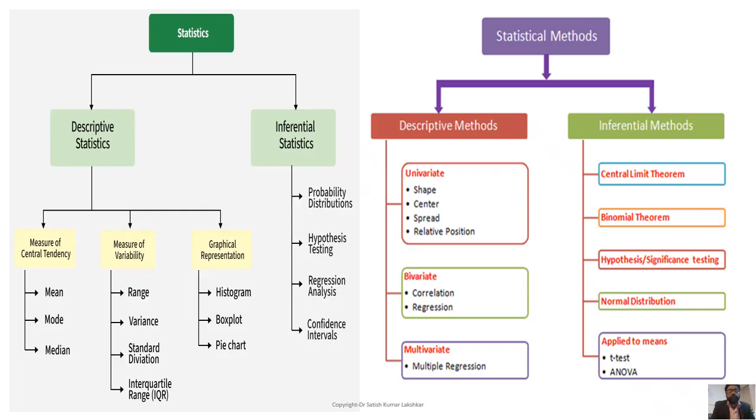And there is one more method, which is known as graphical representation. In graphical representation, histogram, box plot, pie chart, and frequency table are all used to represent the data graphically. So there are three different methods in descriptive analysis: measures of central tendency, measures of variability, and graphical representation. And if we talk about inferential statistics, it includes probability distribution, hypothesis testing, regression analysis, and working with the confidence interval.